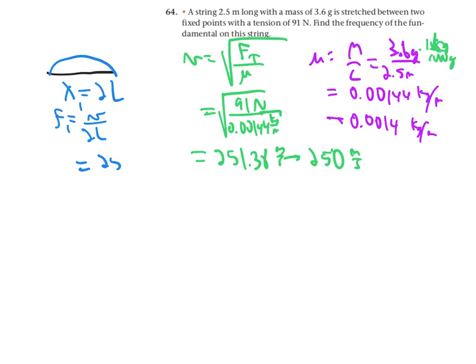And then finally, we can go all the way back over to here and say that we have 250 meters per second over 2 times 2.5 meters. And so we get 250 over 2 times 2.5, which is just 50 hertz.